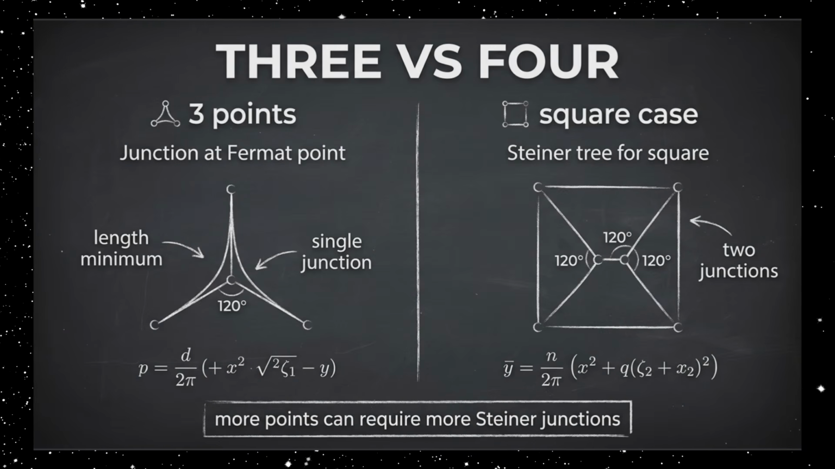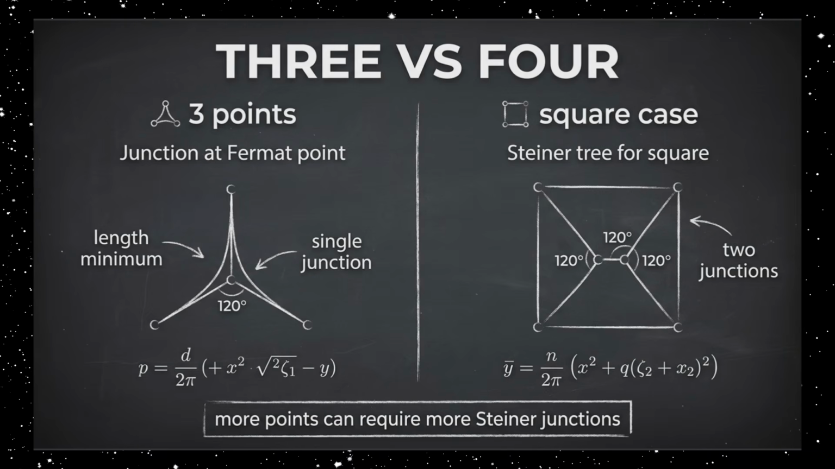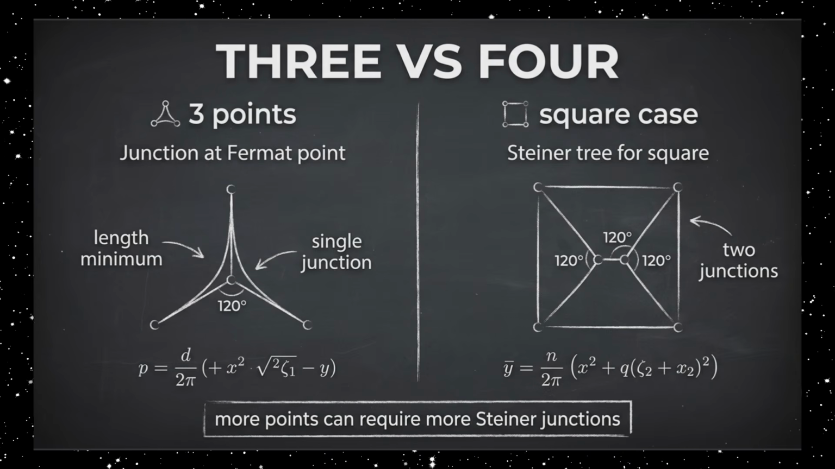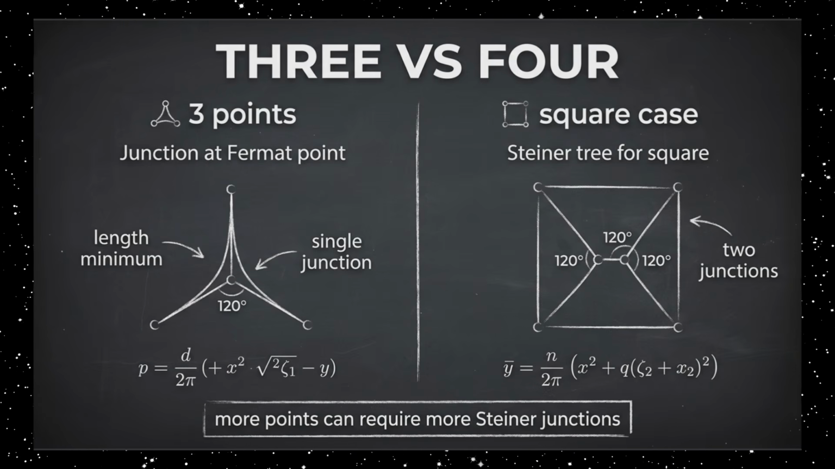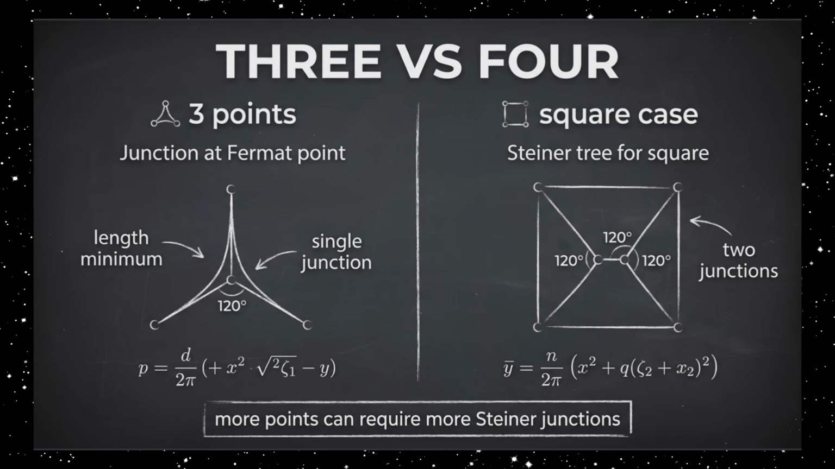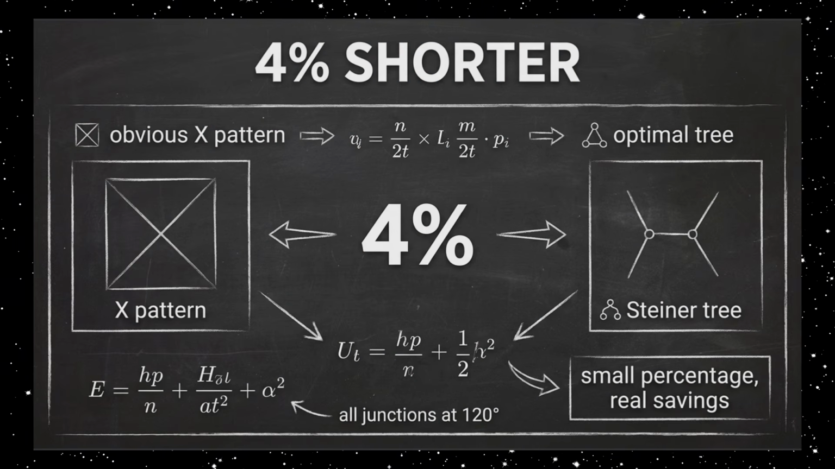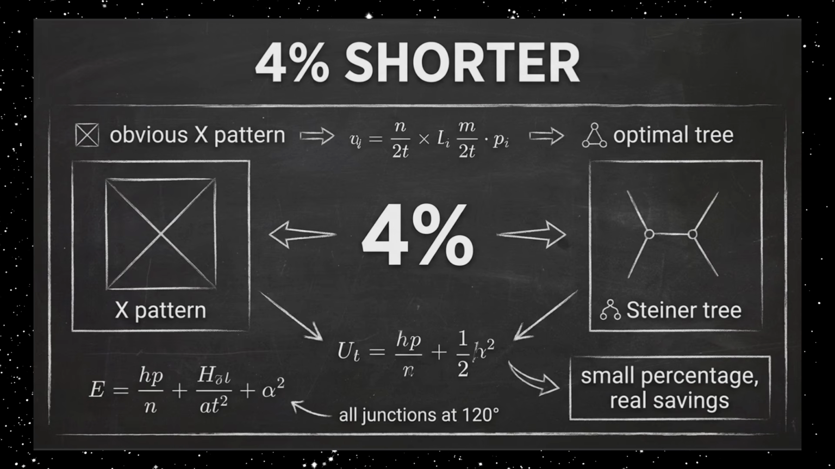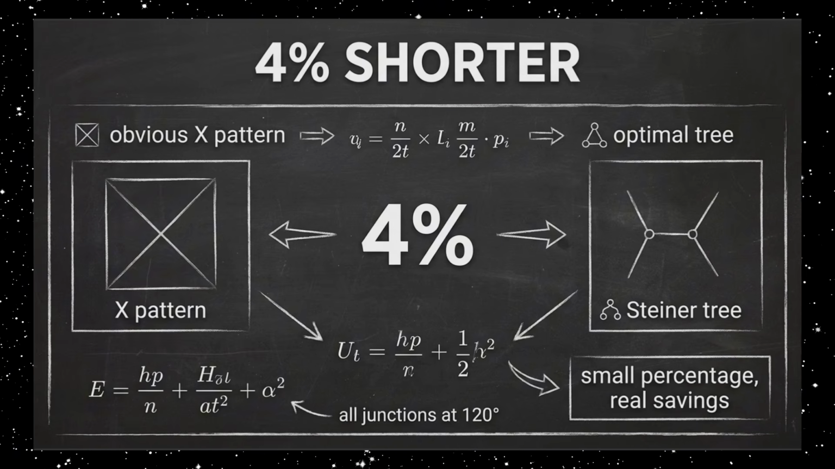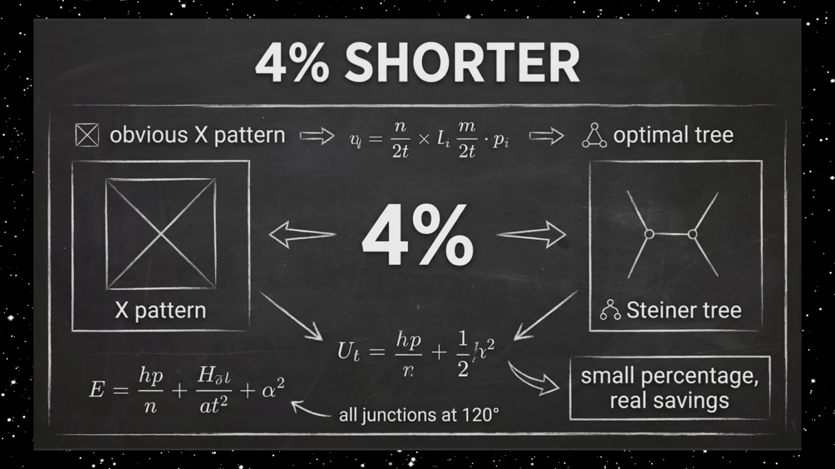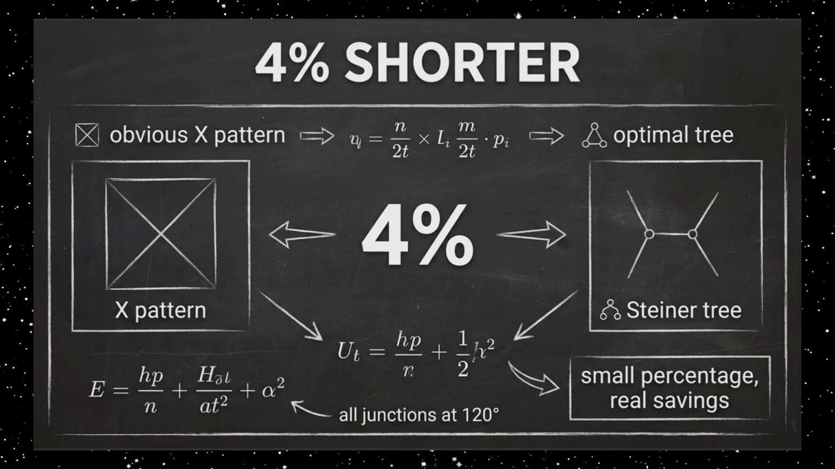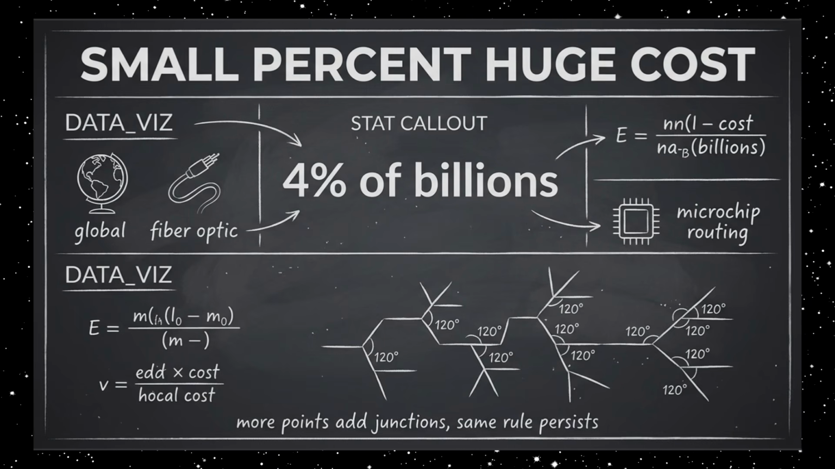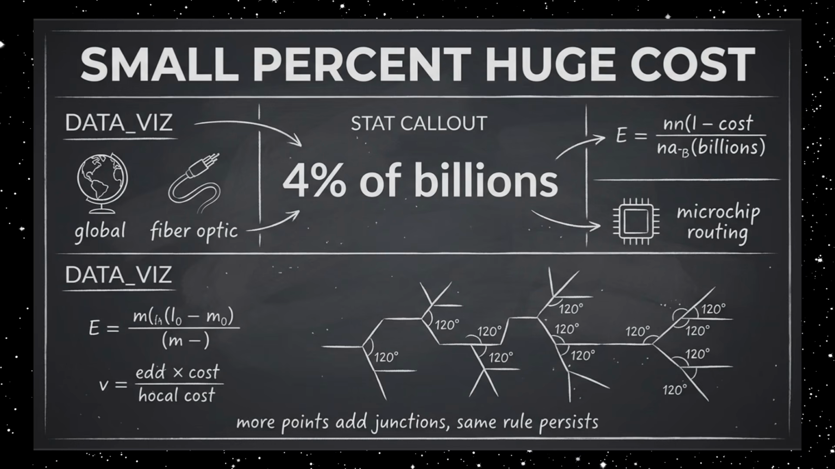For three points with no angle greater than 120 degrees, you get one junction, the Fermat point, and the solution is elegant. For four points arranged in a square, the optimal solution has two junction points, connected to each other and to the four corners, with every junction having three lines meeting at 120 degrees. The total network is about 4% shorter than the obvious X pattern. Doesn't sound like much, 4%. But if you're laying fiber optic cable across a continent or routing connections on a microchip, 4% of billions of dollars is a lot of money.